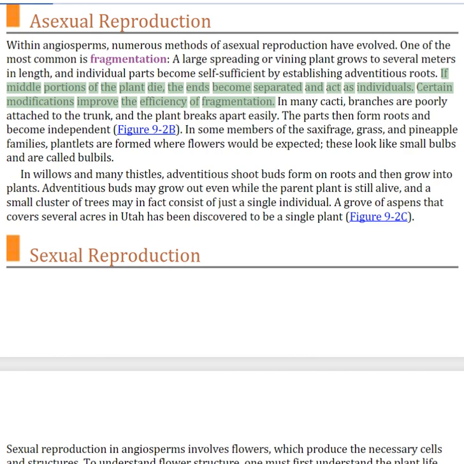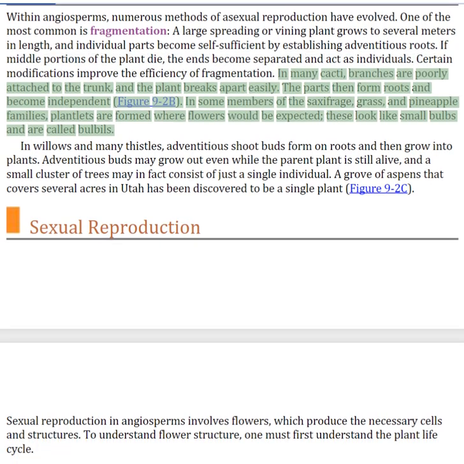Certain modifications improve the efficiency of fragmentation. In many cacti, branches are poorly attached to the trunk, and the plant breaks apart easily. The parts then form roots and become independent. In some members of the saxifrage, grass, and pineapple families, plantlets are formed where flowers would be expected. These look like small bulbs and are called bulbils.